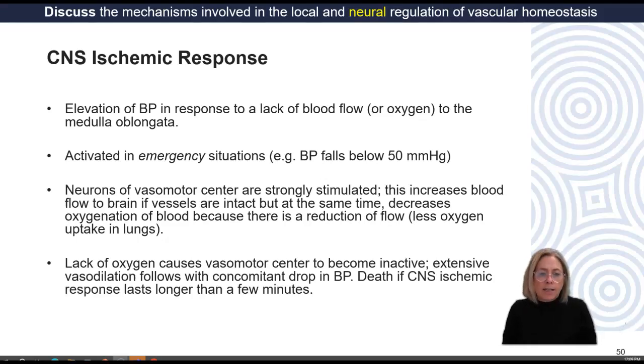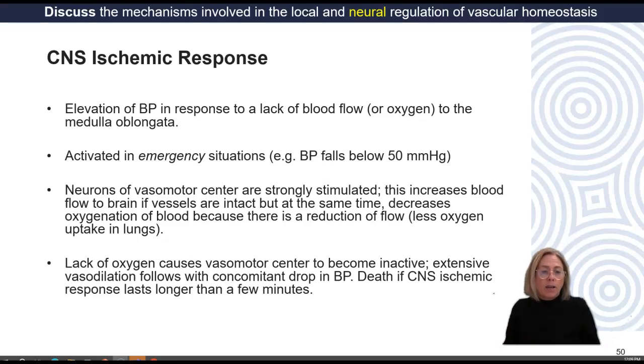The neurons of the vasomotor center are strongly stimulated, and this increases blood flow to the brain if vessels are intact, right? So it is dependent on the blood vessels being intact. Like if there has been an aneurysm or something where the blood vessel is not intact, this is useless, okay? But at the same time, it decreases oxygenation of blood because there is a reduction of blood flow to the lungs, so there's going to be less oxygen uptake in the lungs.